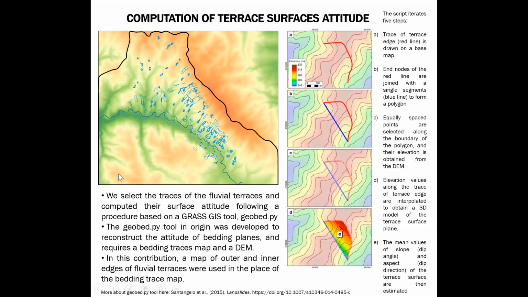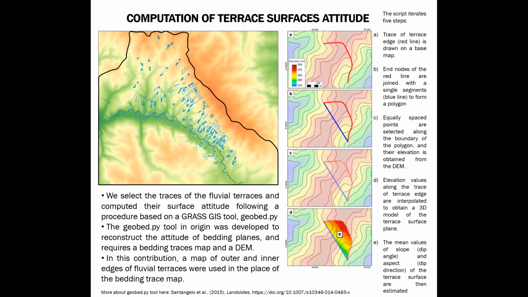Among the other themes, we selected traces of the fluvial terraces and computed their surface attitude following a procedure based on a GrassGIS tool, GeoBedPy. The GeoBedPy tool was originally developed to reconstruct the attitude of bedding planes and requires a bedding traces map and a DEM. In this contribution, a map of outer and inner edges of fluvial terraces was used in place of the bedding trace map.